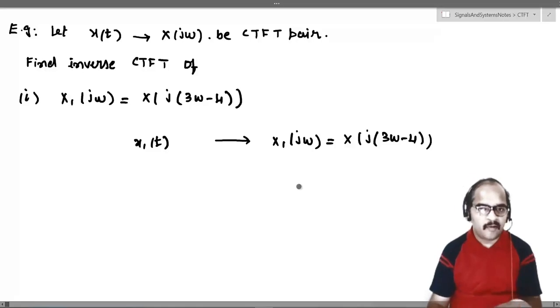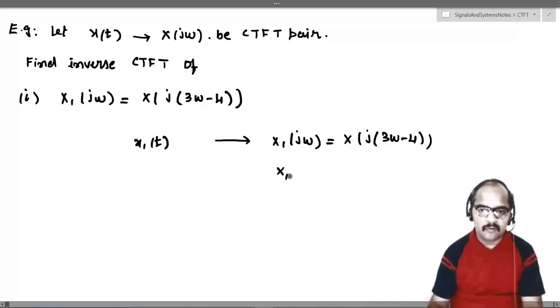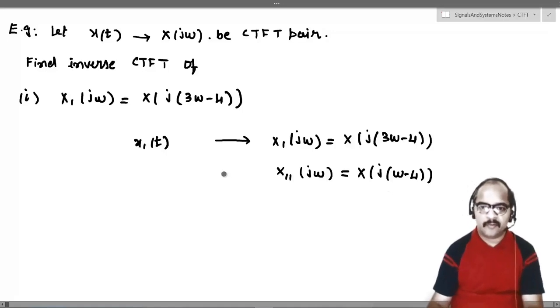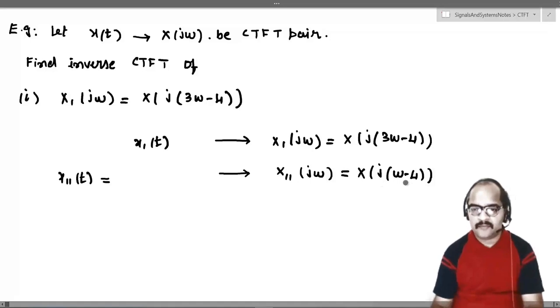Again we have to apply the similar rule we used in the previous two examples, but in the frequency domain. So let us define a new Fourier transform as x11 of j omega, which is just x of j omega minus 4. So this is just a shifted version of the Fourier transform. So this will have what as the signal? This will have x11 of t, which is equal to how much? Because this is shifting in the frequency domain.